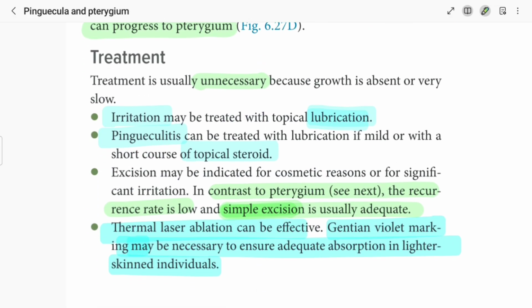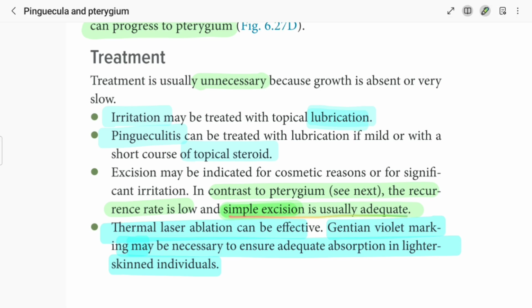So since pingueculitis is not crossing the limbal barrier, it will not cause a problem in vision. So the treatment is usually unnecessary. Patient may demand treatment due to cosmetic reasons, or if there's a case of irritation, then we can give topical lubrication. For inflammation, pingueculitis, we can give topical steroids, a mild or short course. Excision may be done, as I told you, for cosmetic reasons, or if it is causing significant irritation, then we may go for excision. That depends on the demands of the patient.